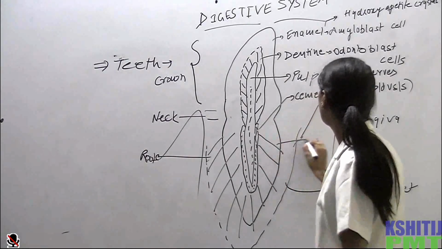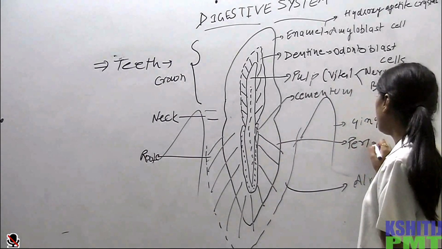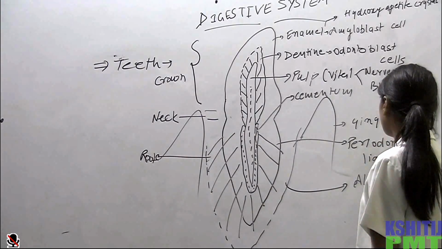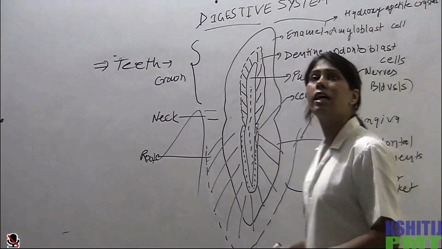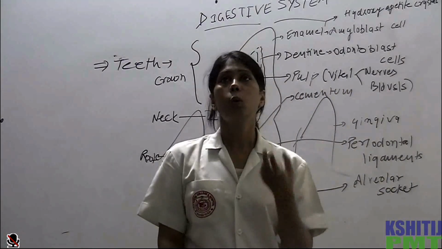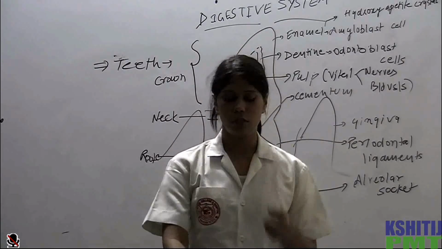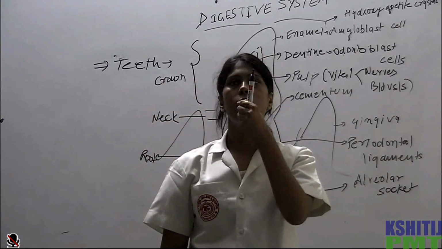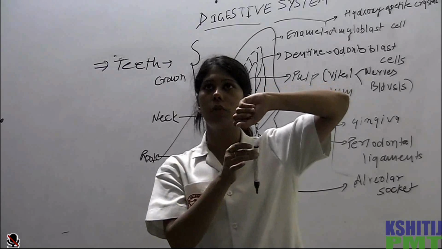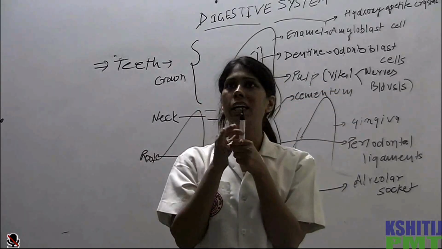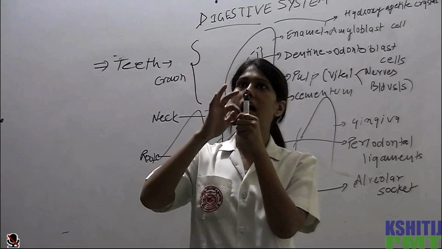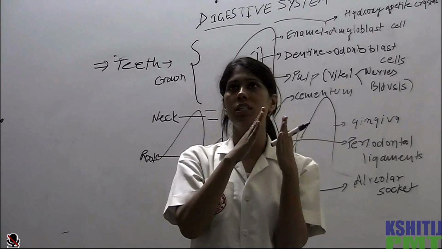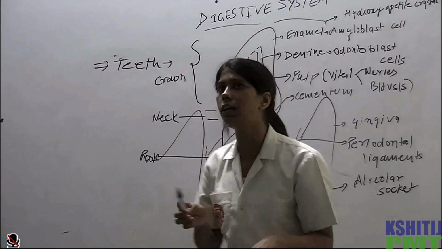Now, what is the function of periodontal ligaments? These help the teeth to bind with the socket. Imagine this is your socket and this is your tooth. What will happen if you turn it like this? It will come out, right? So we have to bind it with something. For binding that, we have the periodontal ligament. These are thread-like structures present between the cementum and your alveolar socket, for binding the teeth.